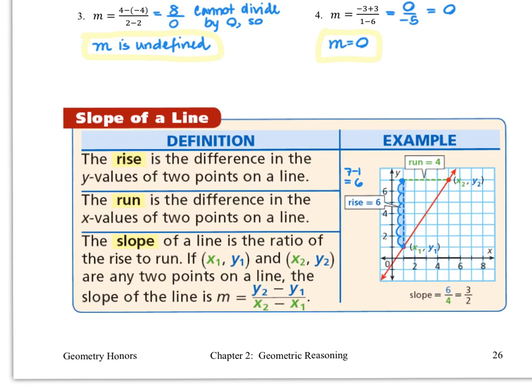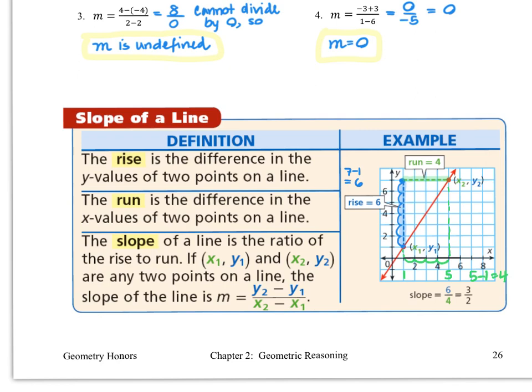Now, the run is the difference in the x values of the 2 points on a line. Here we've got a 5 and then a 1, so the run is 5 minus 1, or 4. The other way, of course, is to count boxes if it's a small distance: 1, 2, 3, 4. If it's a large distance, the easier thing to do is to find the difference. But if it's a small difference, we can count the boxes directly on our graph. You can see that this created a little right triangle for us.